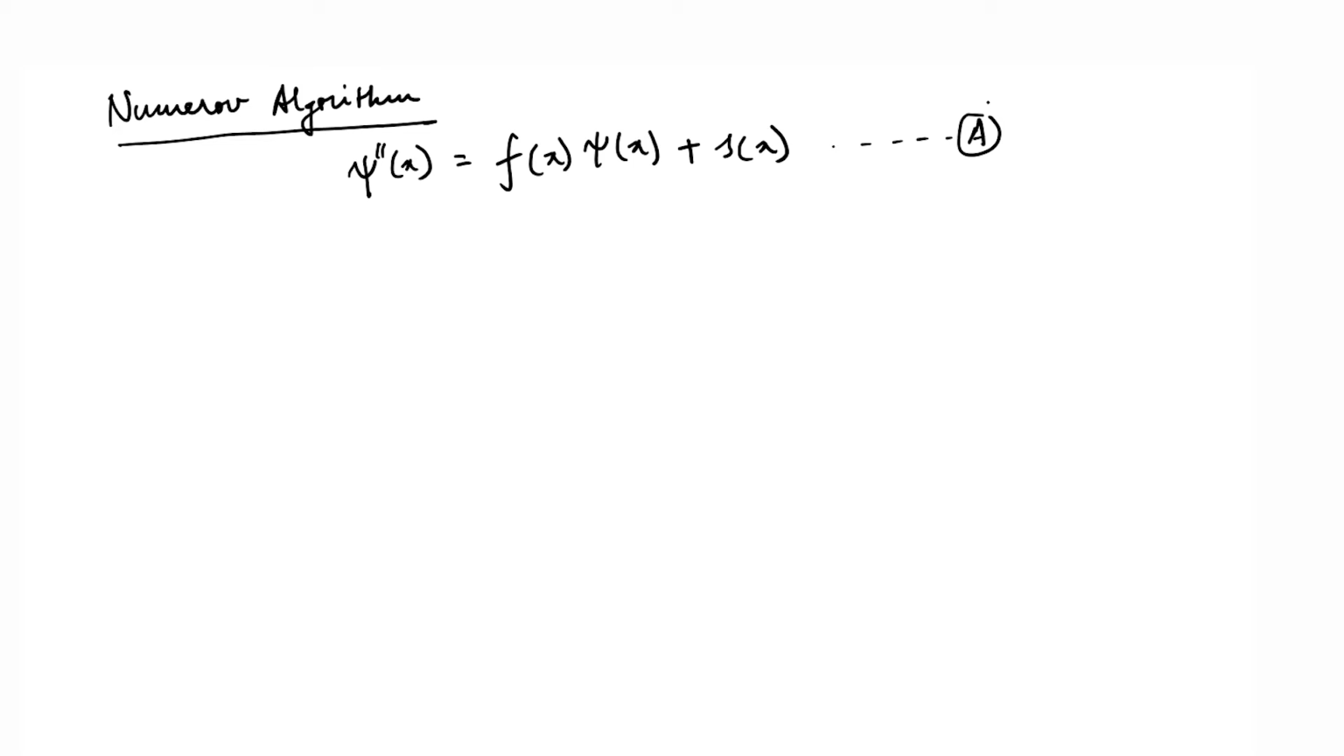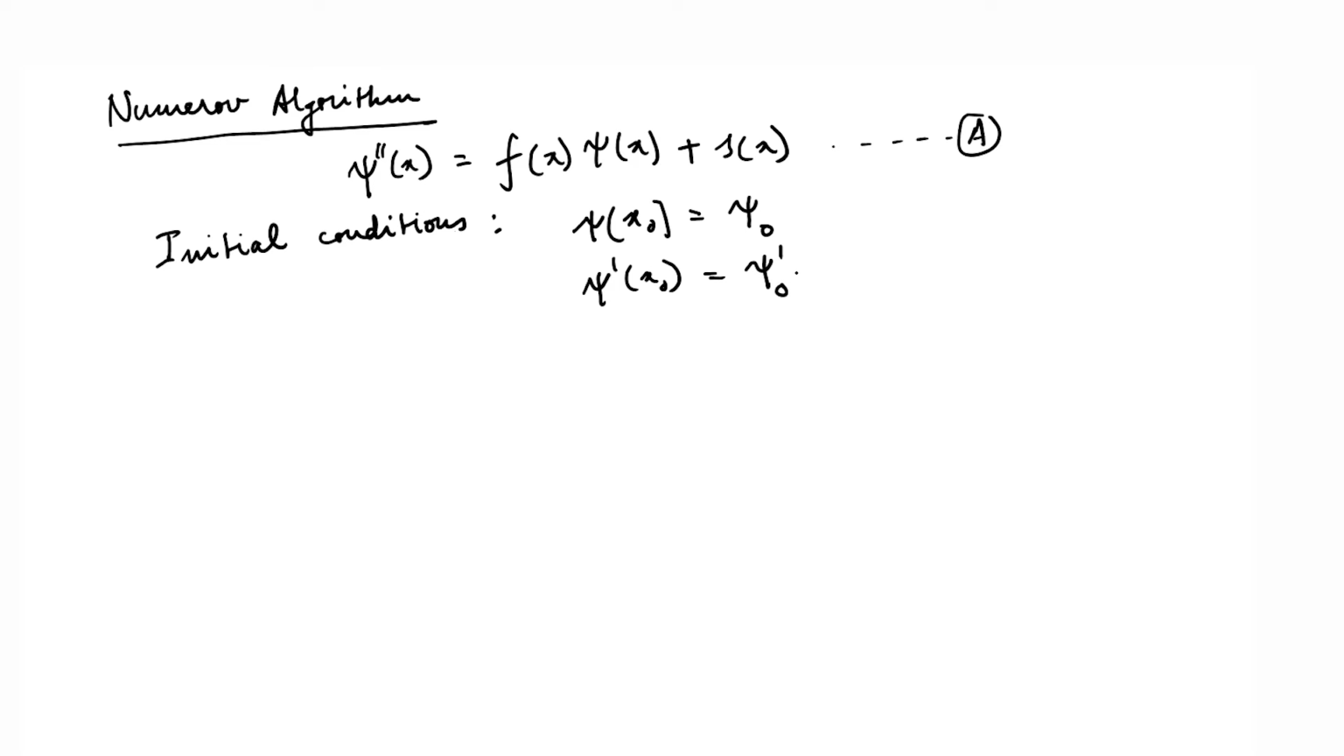Now, since we are trying to solve a second order differential equation, what we will be needing is two boundary conditions. Let us assume we will be needing two initial conditions. So, my initial conditions are, first of all, psi at x 0 is equal to psi 0, and the first derivative of psi at x 0 is equal to psi prime 0.